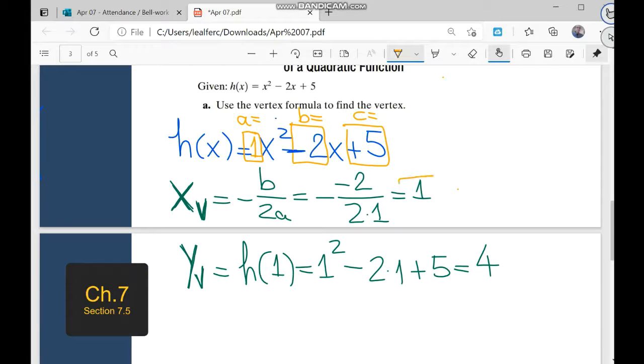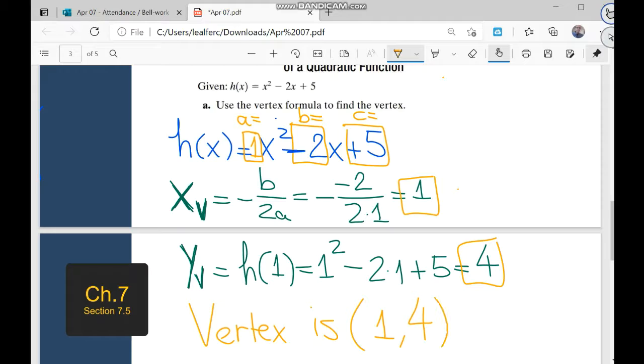So we have x, we have y. We can write down that the coordinates of the vertex are x equals 1 and y equals 4. That is the answer.